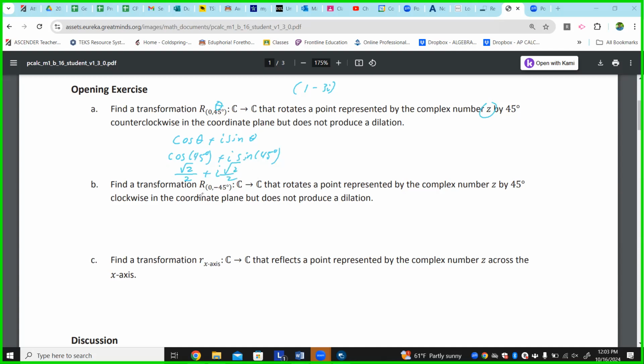That is what will produce a 45-degree rotation around whatever your z is. So your final answer here would just be the square root of 2 over 2 plus i square root of 2 over 2 times whatever complex number they wanted to give us. This would guarantee a 45-degree rotation of whatever point I choose.